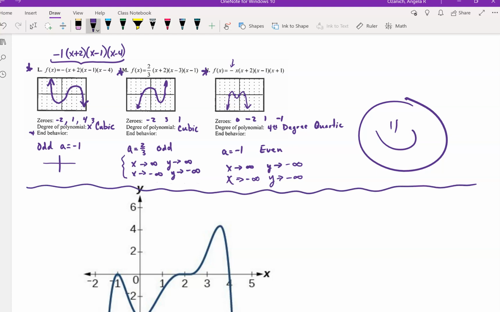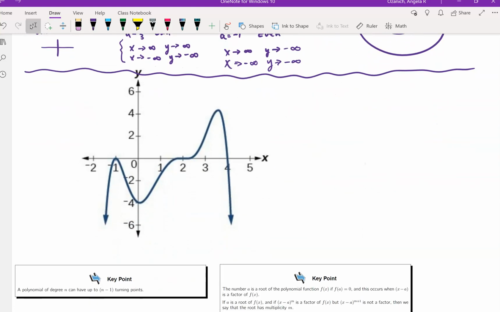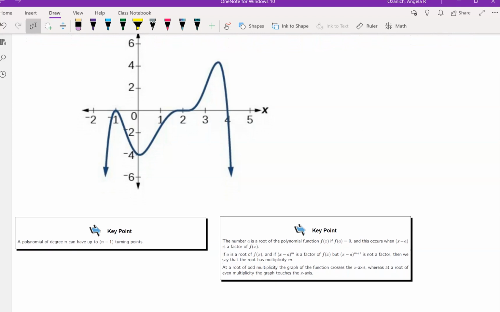So let's take a look at this crazy picture, talk a little bit about multiplicity, and then that is going to be a wrap for this video on behavior. Okay, look at this one. This one is awesome. Okay, first of all, I love this picture because it has a bounce, right? It has a wiggle, and it has a cross. All right, so I picked it especially for you guys because it has all of these things.